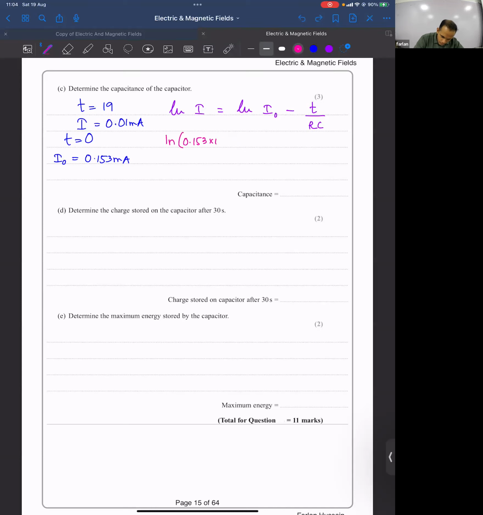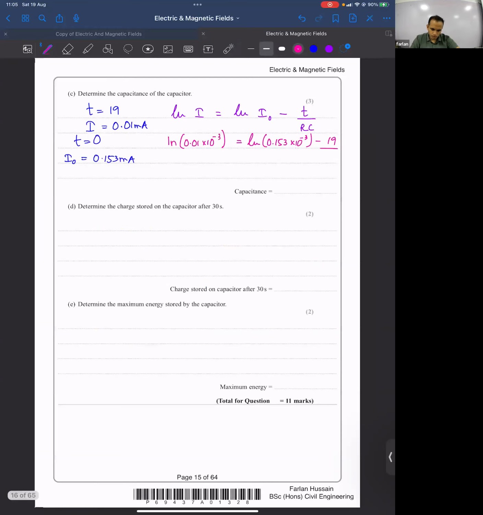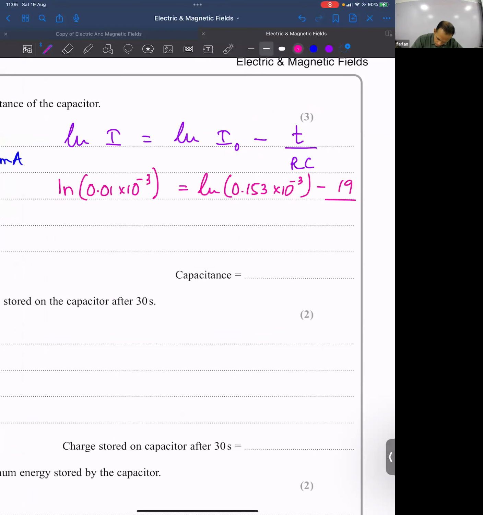0.01 into 10 to the power minus 3 equals ln 0.153 into 10 to the power minus 3 minus t, which is 19, over RC. The R is 33 kilo ohms, 33,000. Anyway, I'll take it as RC.